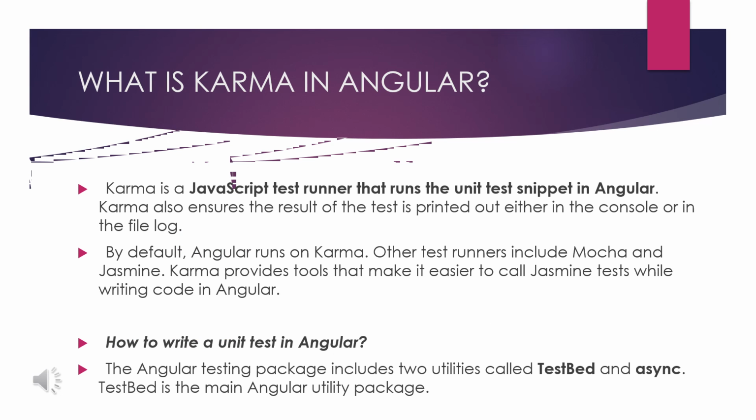If Jasmine is writing the code, then what is Karma doing? Karma will simply run the tests, take these unit test samples, and check these conditions. If they are both true, it will return test passed. If any condition fails, it will give us test failed. TestBed and async are the main things in testing. TestBed is the main Angular utility package used here.